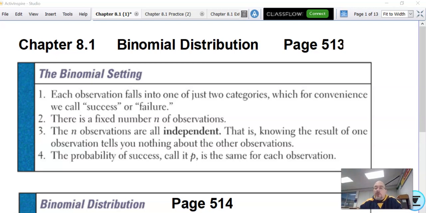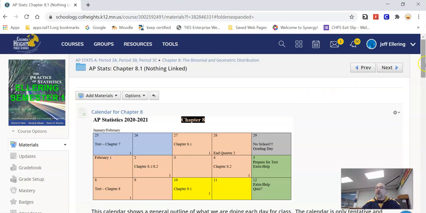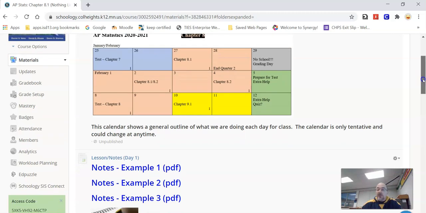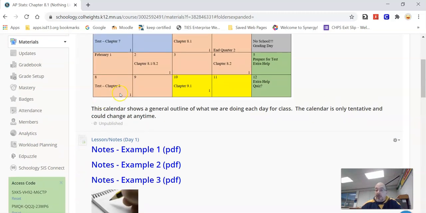Chapter 8.1. We're going to learn about the binomial distribution, and this starts on page 513 in your book. But before we get into that, let's take a quick look at the calendar. This is a very quick chapter. We're only going to spend 3 days on it: a day and a half on chapter 8.1 and a day and a half on chapter 8.2. Our next scheduled test is going to be for February 8th.